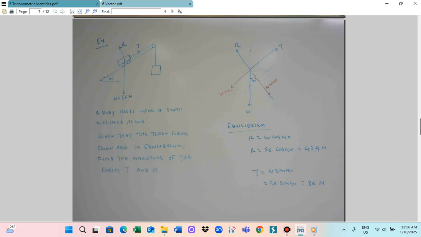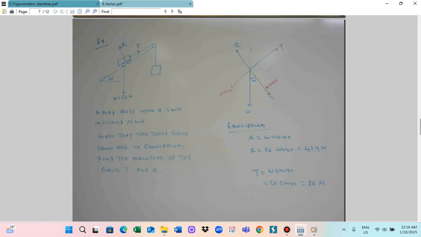So how do we find it? This weight you can resolve into two components, the horizontal and the vertical component, according to the plane. So this component is the weight cos 40. And the weight goes to this direction, so this component is the weight sin 40.